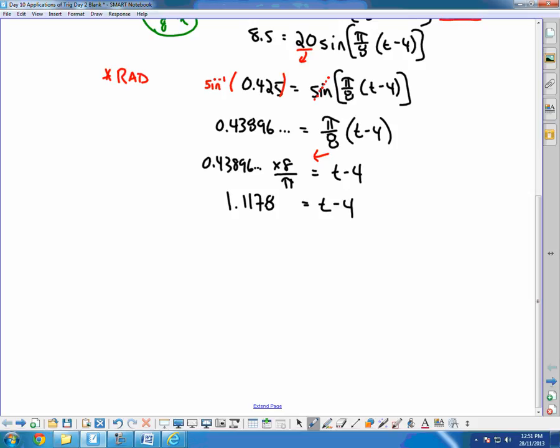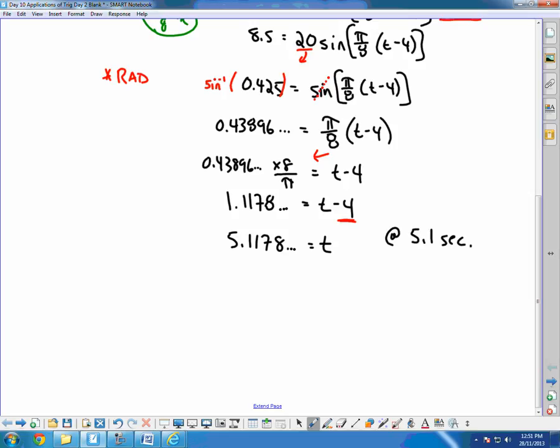equals t minus 4. Last step, opposite of minus 4 is plus 4. So I add 4 to this and I get 5.1178 or so. So I'm just going to round that and say that that happens at 5.1 seconds.